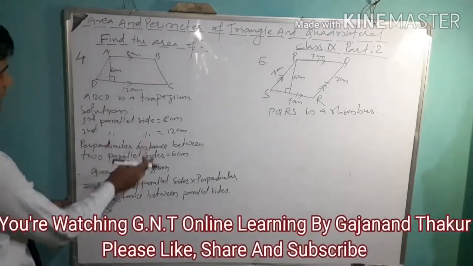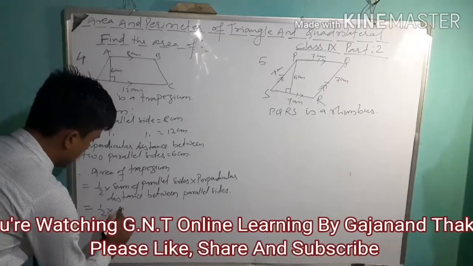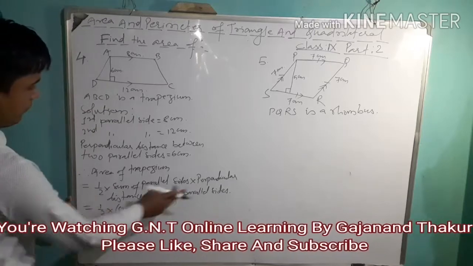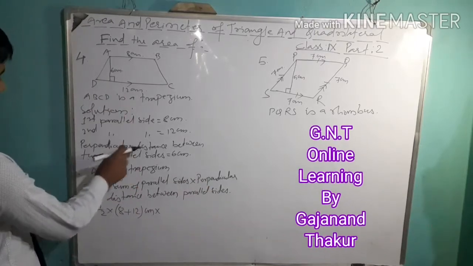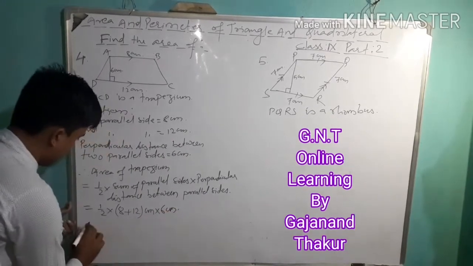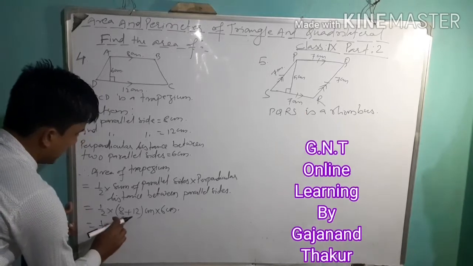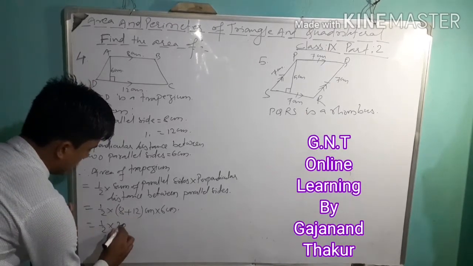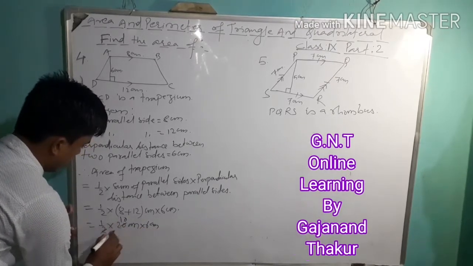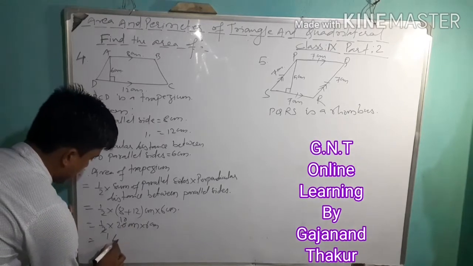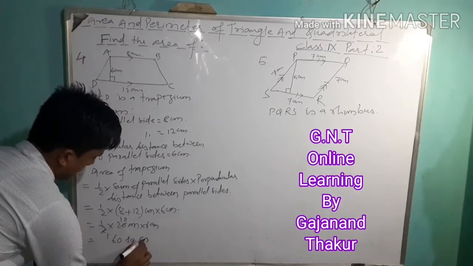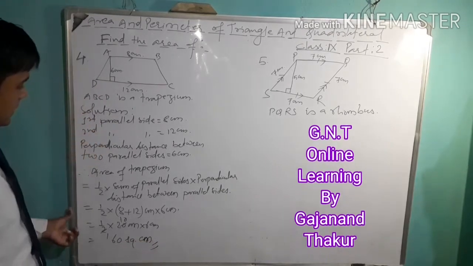We have two parallel sides, that is 8 centimeter and 12 centimeter. So 8 plus 12 into the perpendicular distance between them. The perpendicular distance between the two parallel sides is 6 centimeters. Now 1/2 into 8 plus 12 will be 20 centimeter into 6 centimeter. 2 1s are 2, 2 10s are 20. Now 10 6s are 60, and centimeter into centimeter is square centimeter. So this is the answer for this question.